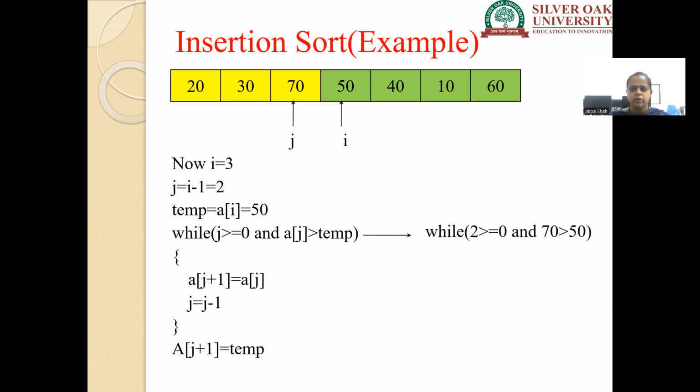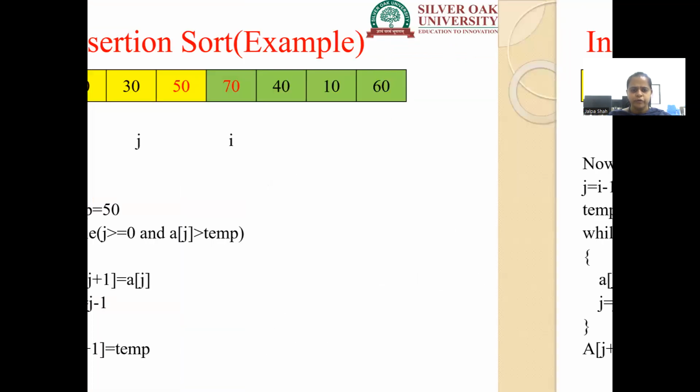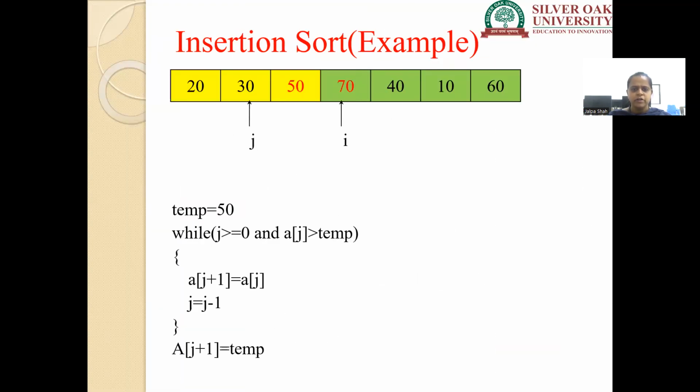So while 2 is greater than or equal to 0 and 70 is greater than 50, a of 3 equals 70 where j equals 1, so a of 2 equals 50. Now your j pointer will be decremented. So temporary equals 50. While j is greater than or equal to 0 and a of j is greater than temporary, so while 1 is greater than or equal to 0 and 30 is greater than 50, the condition will become false. So here 70 will come into the sorted zone.